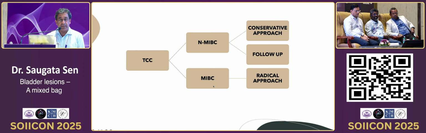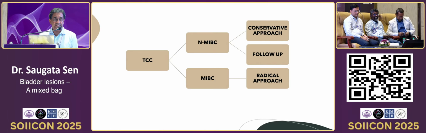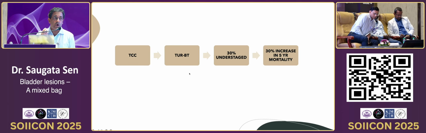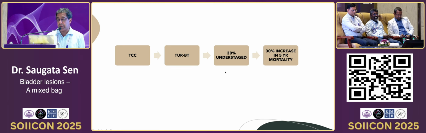If it's muscle invasive, there is always a radical approach ultimately where you have to take the bladder out and you have to create an ileal conduit or otherwise. So these are the two basic ones. It's very simplified. There are more nuances to it. But this is the basic difference in treatment of non-muscle invasive and muscle invasive bladder cancer. So when you do TURBT, a lot of times if the surgeon is not aggressive enough and you do not have detrusor muscle in your sample, some of the papers say that 30% is understaged.